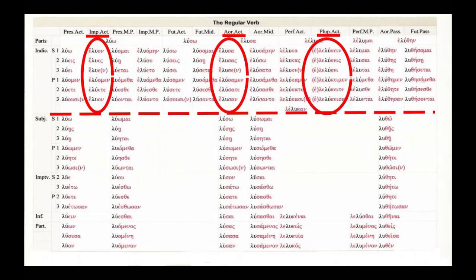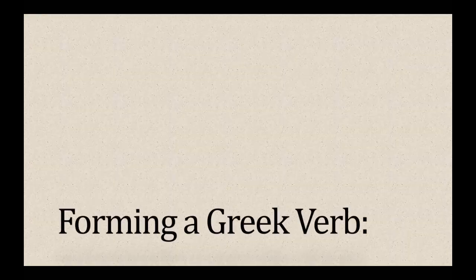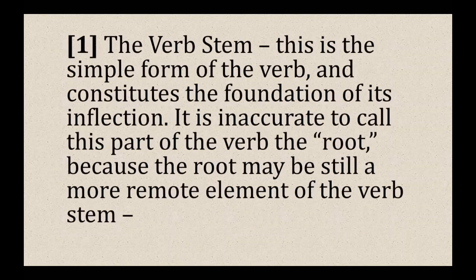So, forming the Greek verb, there are several things involved. We didn't get into this last time, but it's in your notes. We have the verb stem. This is the simple form of the verb, which constitutes the foundation of its inflection. It is inaccurate to refer to this part of the verb as the root, okay? There is a difference.